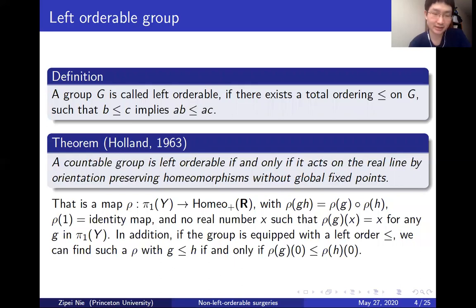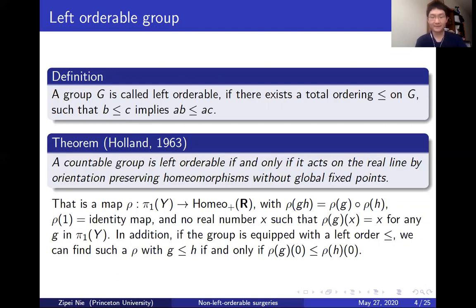A theorem from 1963 states that a countable group is left-orderable if and only if it acts on the real line by orientation-preserving homeomorphisms without global fixed points, which just means a map rho from the group G, or the pi_1 of Y, to the homeomorphisms from R to R that are strictly increasing, with rho of the product of g and h equal to the composition of rho of g and rho of h, and rho of 1 is the identity map on the real line, and there is no real number x such that x is a fixed point of every rho of g.